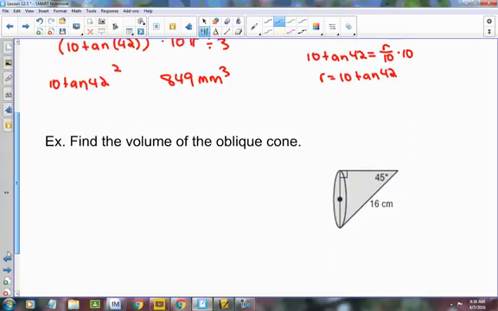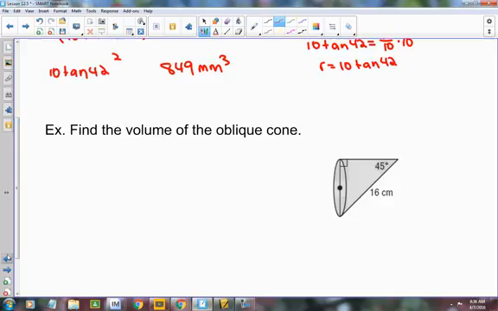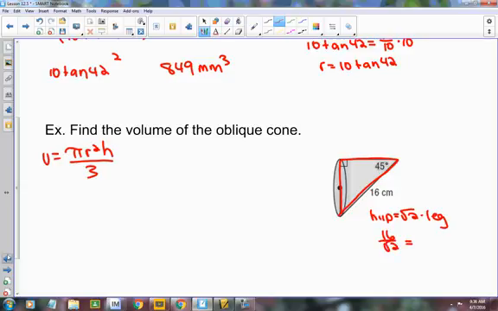Okay. Now, an oblique cone. In an oblique cone, for volume, you do the same thing. You're still going to go pi r squared times the height divided by 3. Okay? So I come over here, though, and I cannot have my height, nor do I have my radius. Well, what do I have? I have a 45, 45, 90, right? And in a 45, 45, 90, the hypotenuse is radical 2 times the leg. So if my hypotenuse is 16, what do I have to do? Divide by radical 2, what do I end up with?